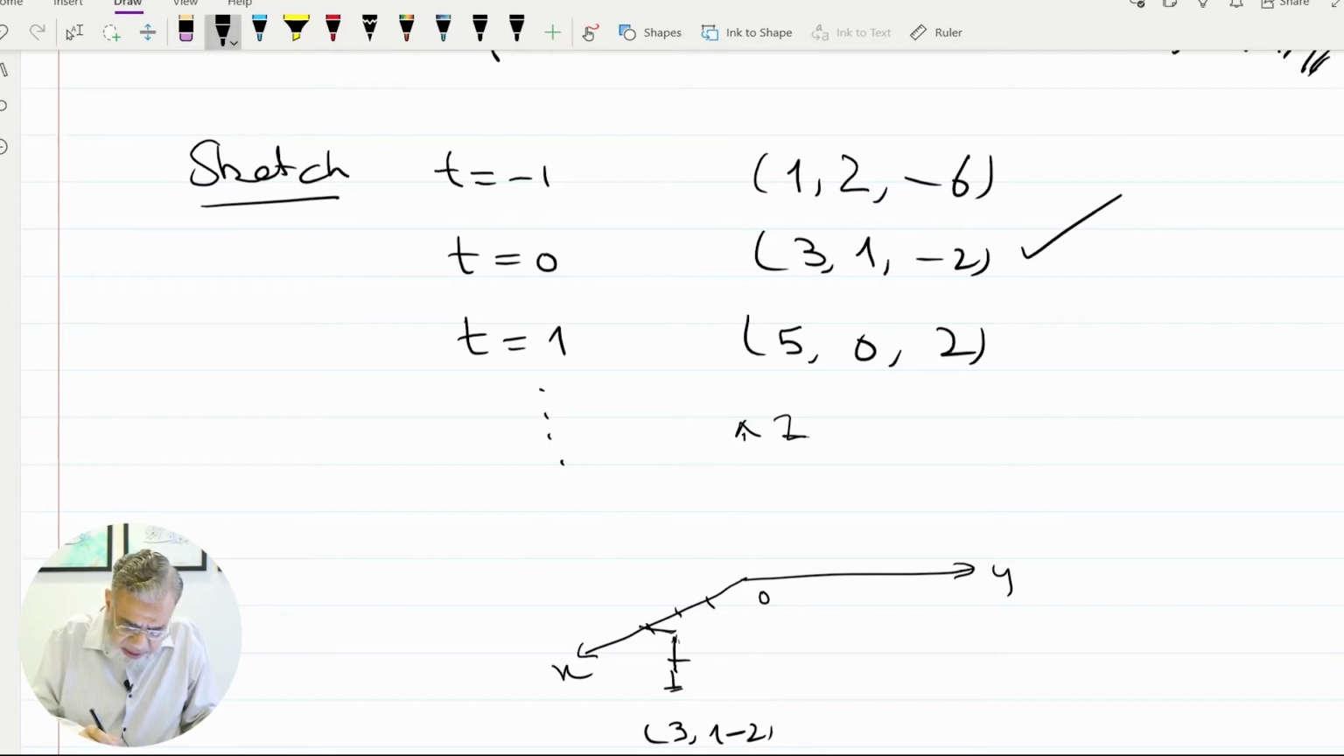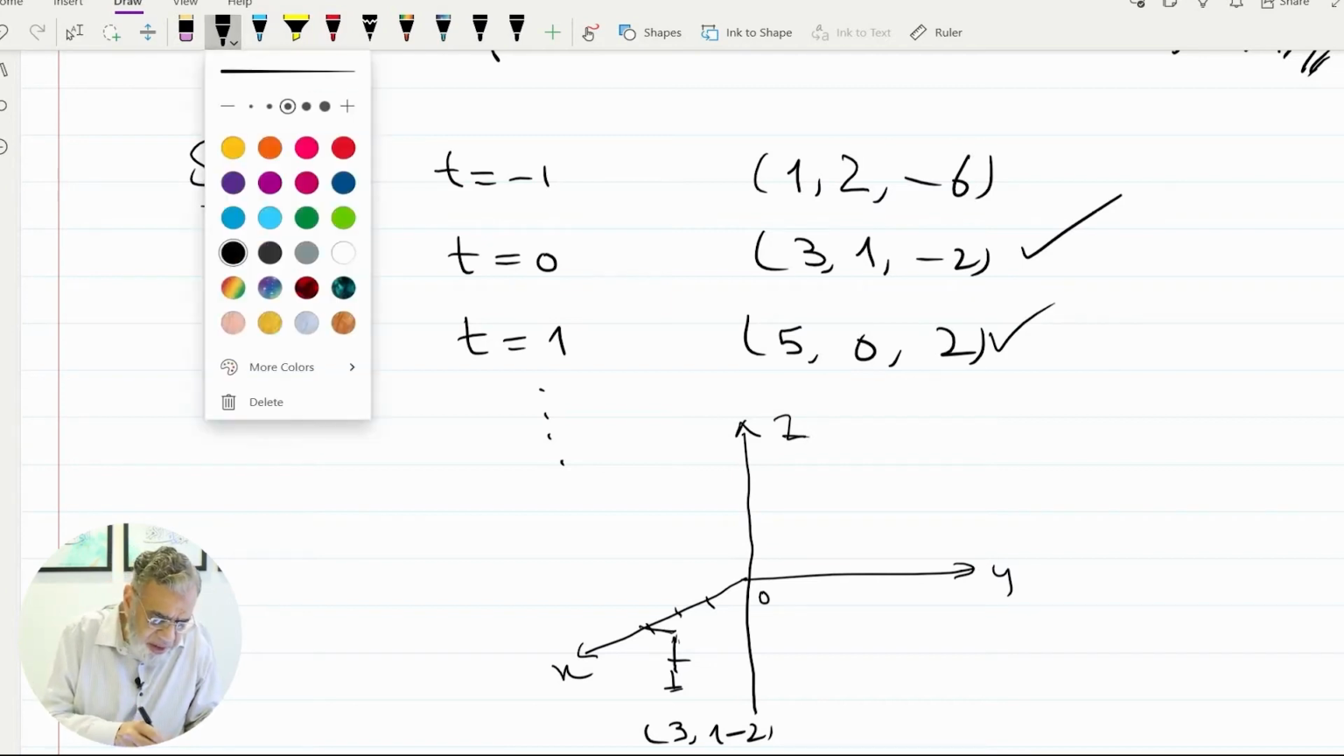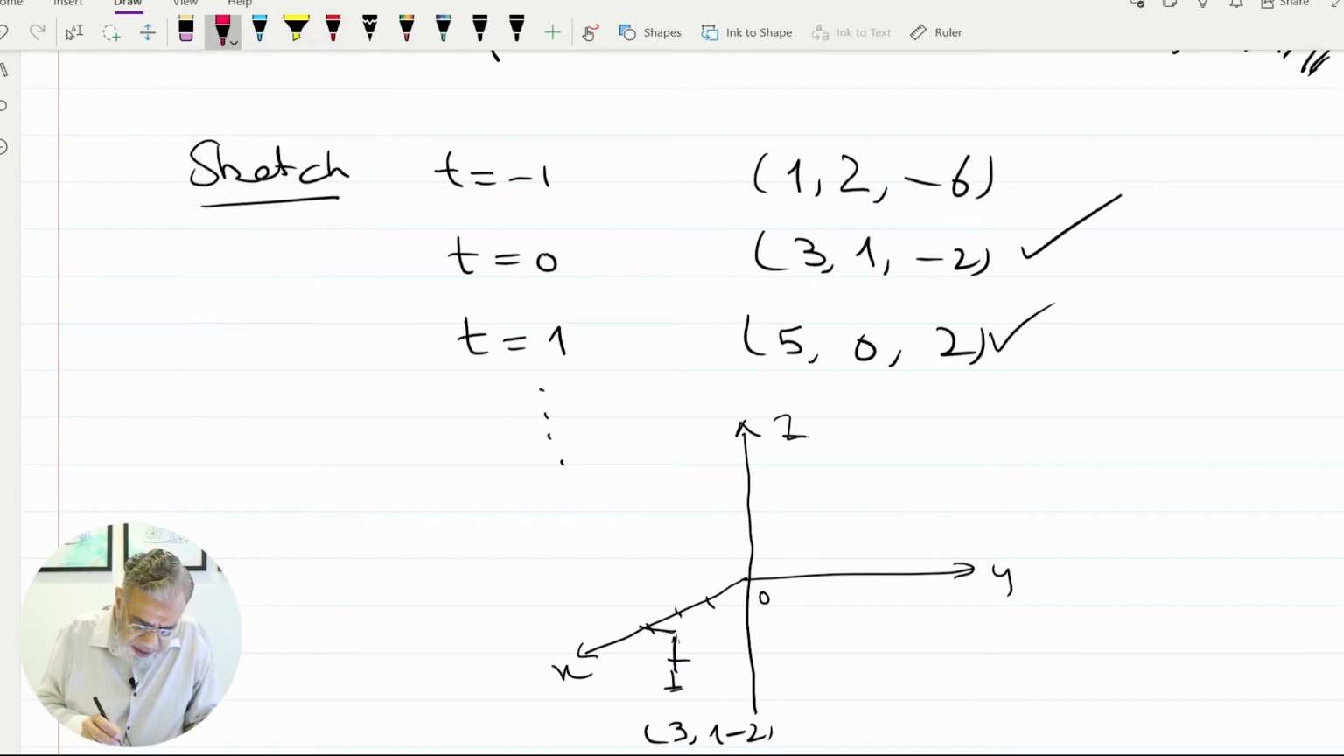Now I take the second point, which is 5, 2, and 0. I change the color and sketch this one. The x value is 5, y is 2, and z is 0. Along the z-axis, this point is 5, 2, and 0. So this is one point, and this one is the other point.